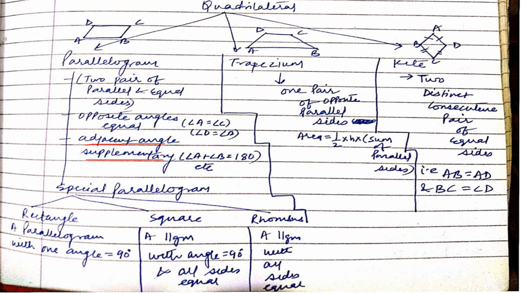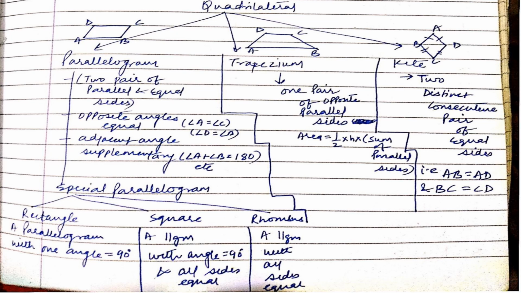If you understand this, angles A and B are adjacent because they are one after another. So, the sum of these two angles is how much? 180. Similarly, B and C sum is how much? 180. C and D sum is how much? 180, and so on. Okay. This is a property of a parallelogram.